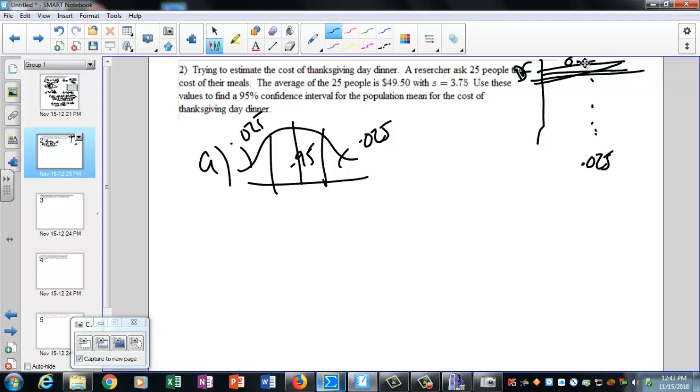And go down to degrees of freedom 24, right? Because degrees of freedom is always n minus 1 for this course. Okay, so going to 24, 0.025 in 1 tail, what do you get? 2.064. So this is 2.064 and this is negative 2.064.